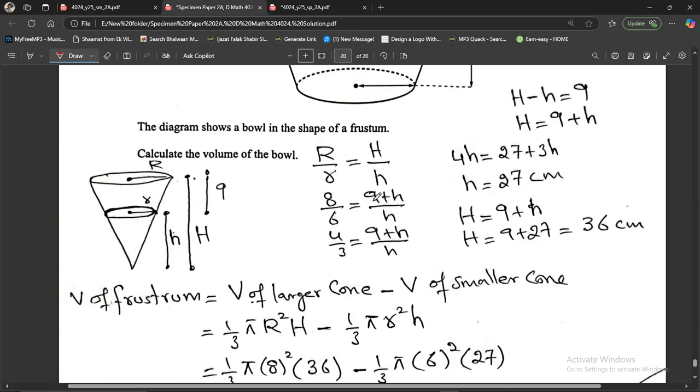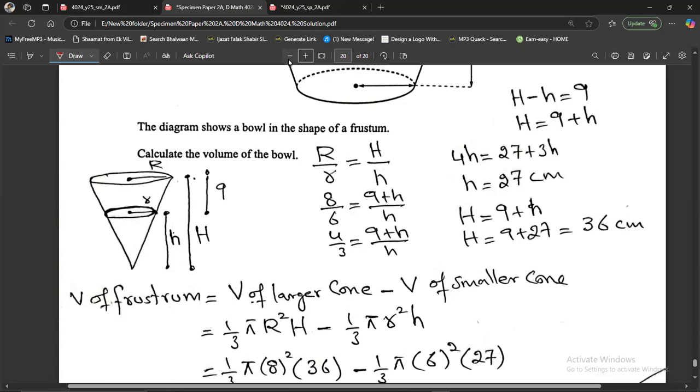So in the place of the capital H, I will put h plus 9. Just cross multiply and you get 4 by 3 equals (9 plus h) by h. So you get 4h equals 27 plus 3h. 4h minus 3h, that is h is equal to 27. So I know the value of the small cone's vertical height, that is 27 centimeter. The height of the big cone will be 9 plus small h, 9 plus 27, that is 36 centimeter.